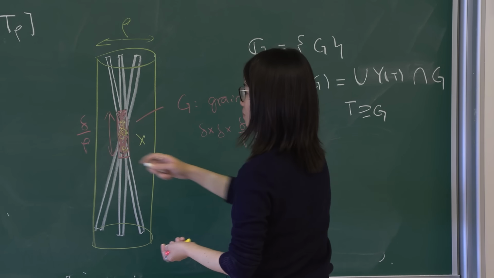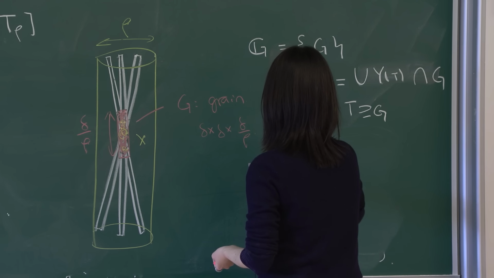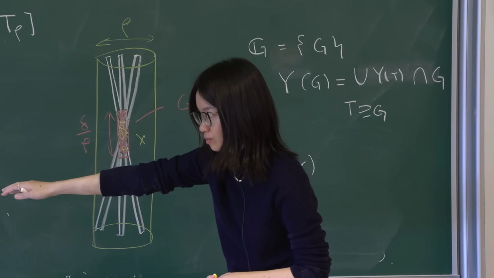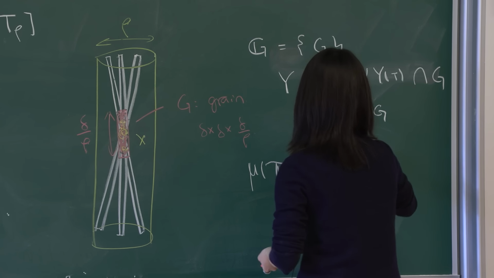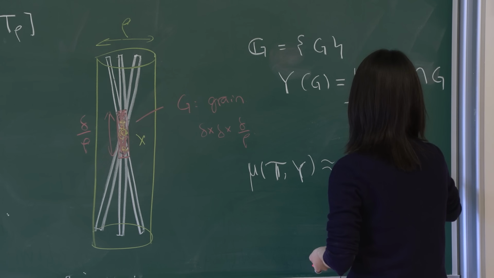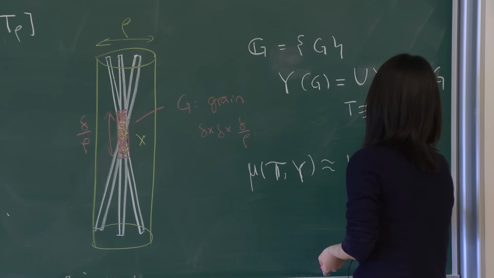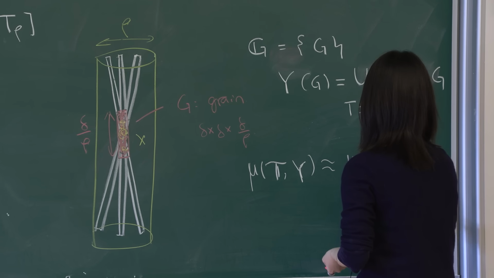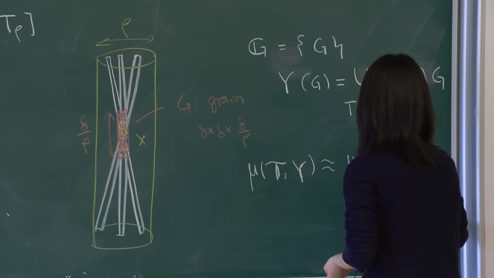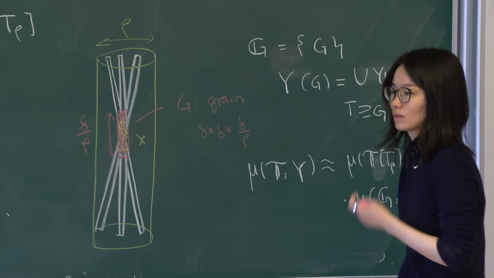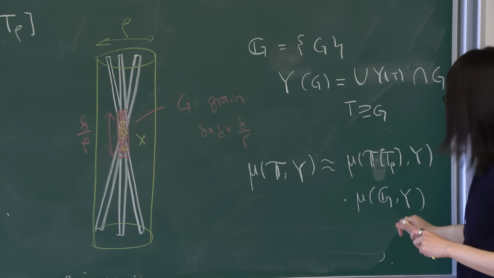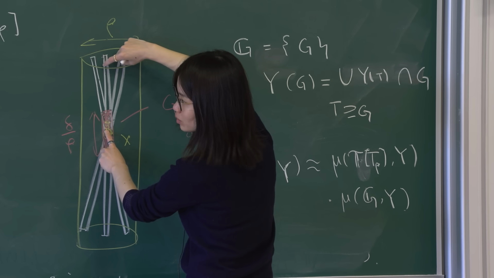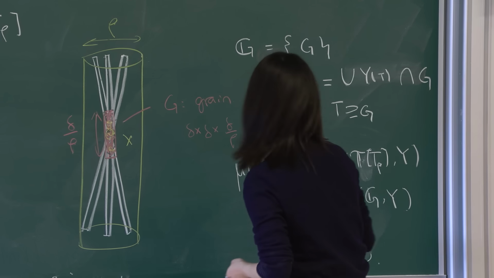And what this part is saying is that mu_T Y, if everything is uniform in this sense, is roughly the same as mu_{T_rho} Y times mu_G Y. And this is all well defined because each G represents roughly the same number of thin tubes containing it. Let's say less than.